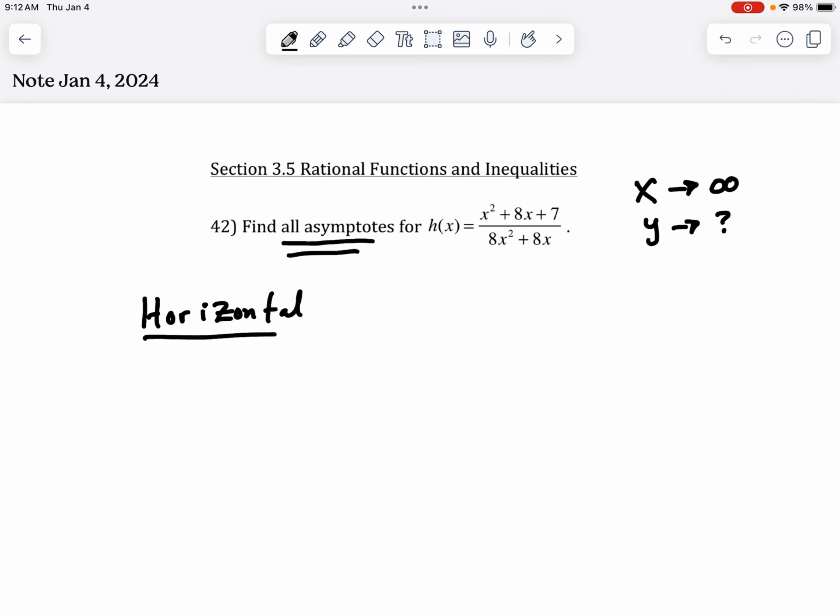So if x is going to infinity, on the numerator, plus 7 doesn't really count for that much. Also, the plus 8x doesn't really count for that much. So you just look at the numerator, what's the most powerful term? That would be the x squared. Do the same thing for the denominator. That would be 8x squared.